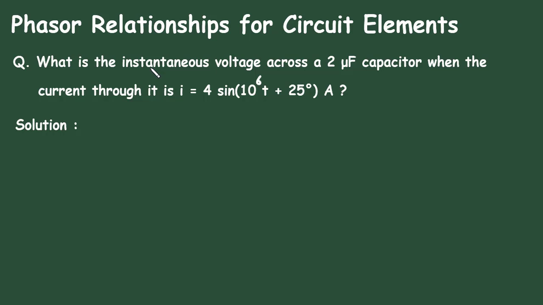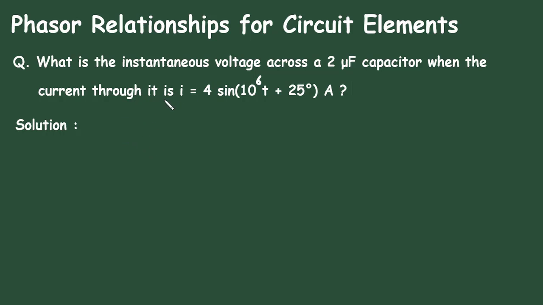In this video, we will see phasor relationships for circuit elements. Question: what is the instantaneous voltage across a 2 microfarad capacitor when the current through it is i equal to 4 sin(10^6 t + 25 degrees) ampere? So here in this problem we have to find the instantaneous voltage across the capacitor.